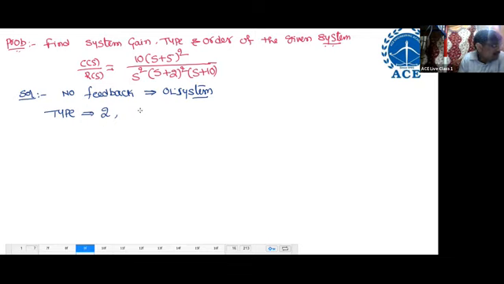Next, what is the order? Order is the total number of open loop poles. How many poles? 2 plus 2 plus 1, so the order is 5.